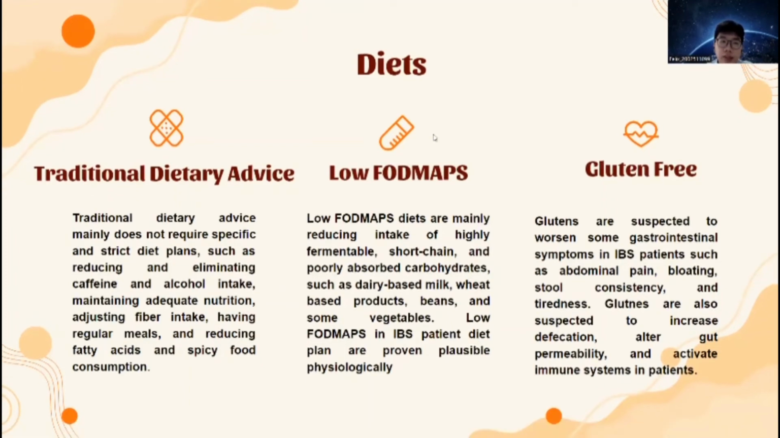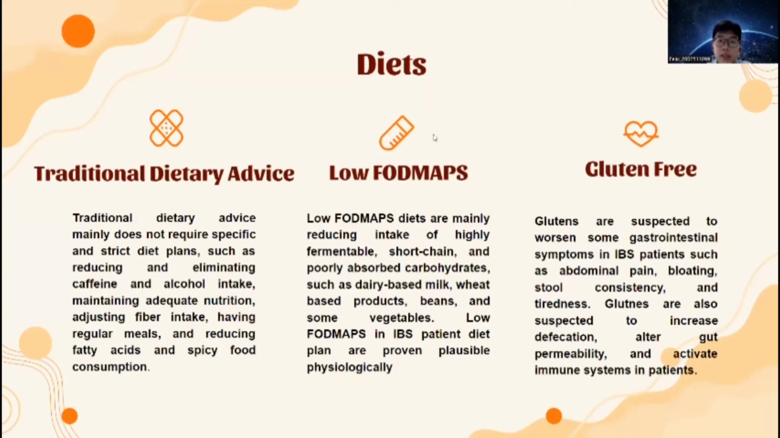So the first is the traditional dietary advice, which is considered the first line of the treatment. The traditional dietary advice mainly does not require a specific type of or strict diet balance. It's only by reducing some certain types of food and also having a regular meal and adjusting fiber intake.